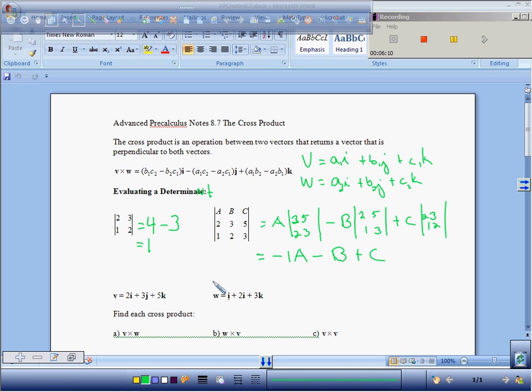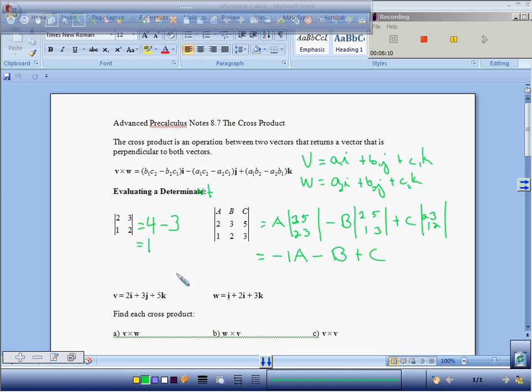Yes, ma'am? So is that answer that you just got the same answer that you'd get if you did the equation above it? Yes. Except this involves vectors, and instead of calling this i, j, k, they call this a, b, c.